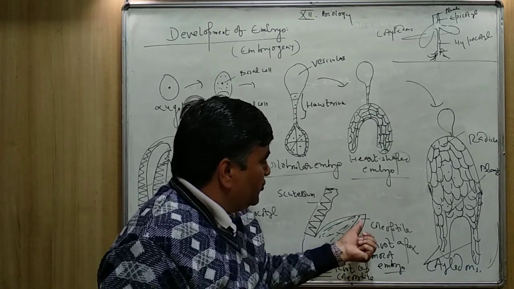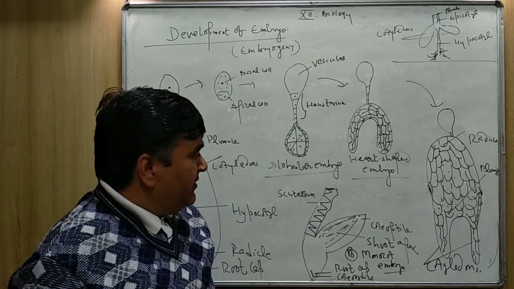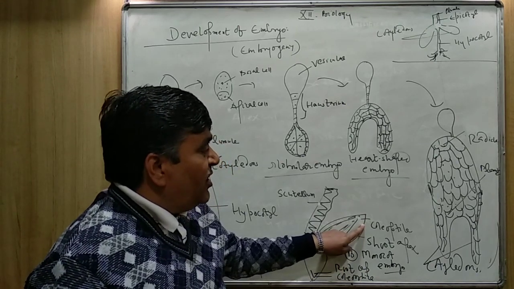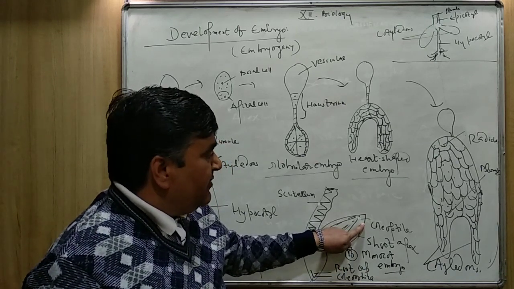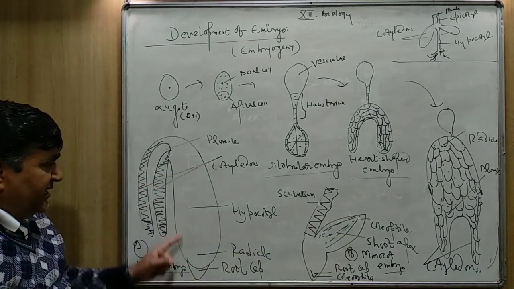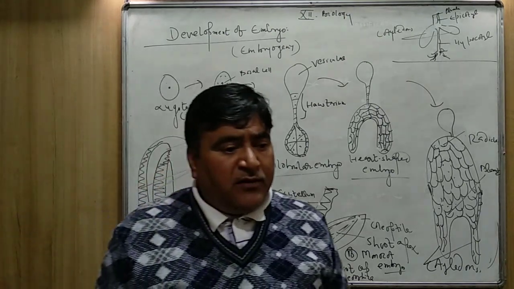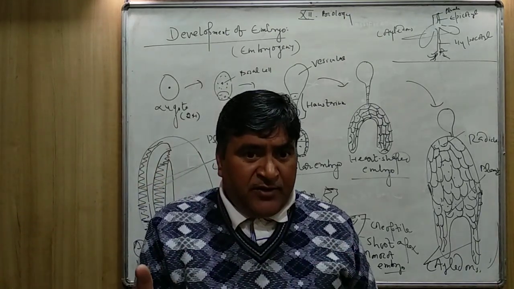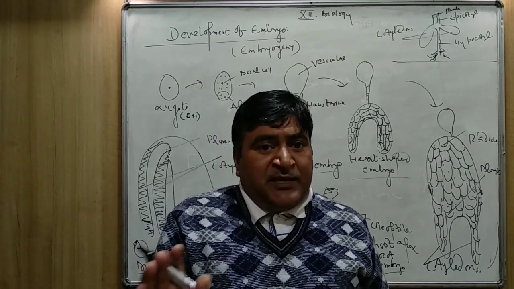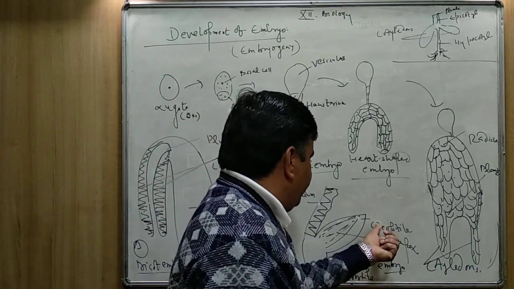plumule, which gives rise to the shoot apex. The shoot apex is well protected by a sheath, by a covering. This is called coleoptile. It's very, very important. The coleoptile is absent here in the dicot embryo. In the dicot embryo, the shoot apex, which is formed by the plumule, is not protected by the coleoptile.